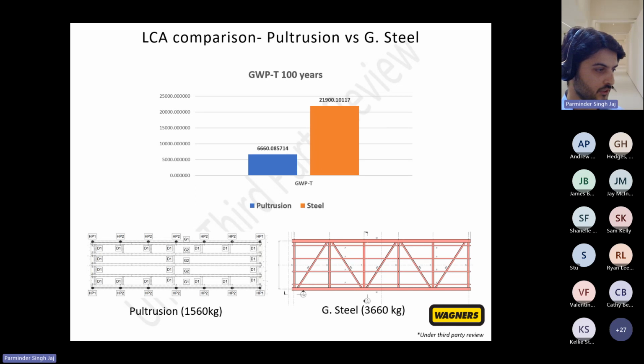So we take an example of a deck made out of pultrusion, and the same with galvanized steel. As pultrusion weighs around half of galvanized steel, the emissions will be half because it's a lightweight product and you end up using less material compared to galvanized steel. And it also comes to 50 years of design life. So steel may have twice the emissions just to compete with the 100 years of design life of pultrusion products.